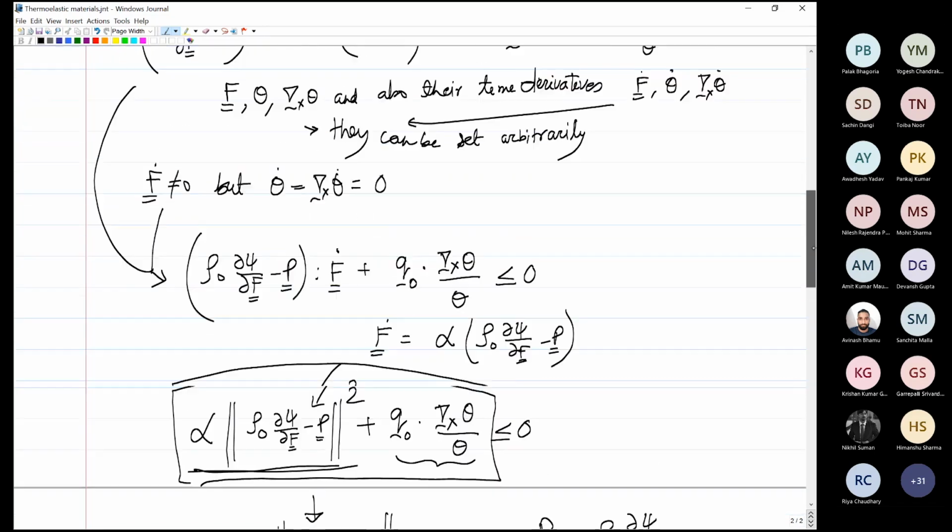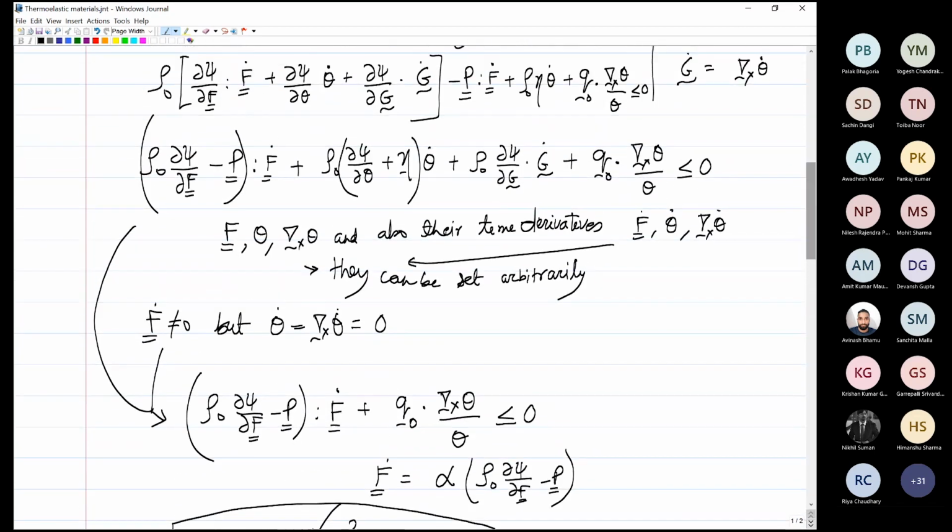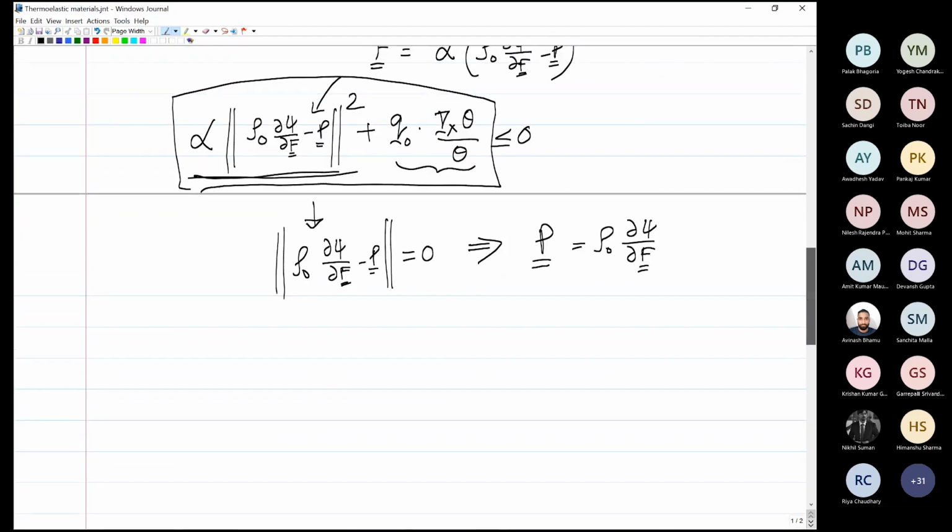So likewise, if you proceed this way, what else can you figure out? Similarly, the coefficient of theta dot should be 0. Likewise, the coefficient of g dot should be 0, right? It's such a great restriction, no? So what you're getting is that eta is equal to negative of del psi over del theta, right? And similarly, you have del psi over del g equal to 0.